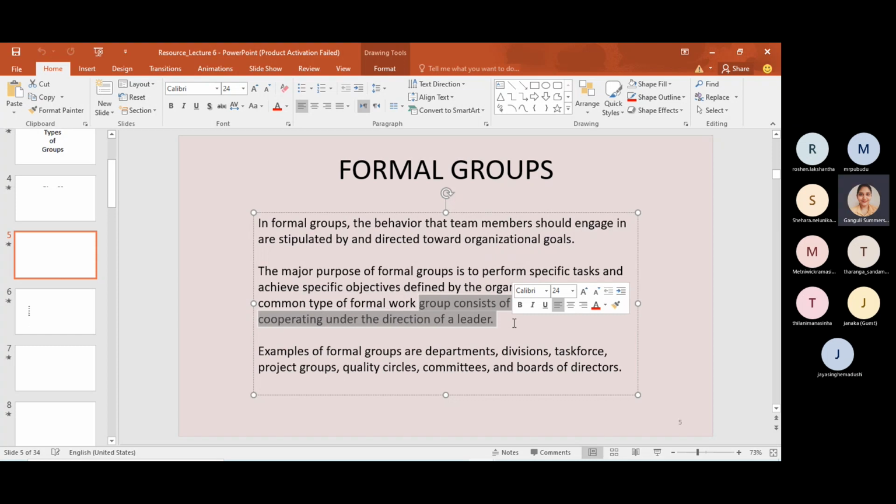So a group of people working under the direction of a supervisor or a manager or a leader can be considered an example of a formal group because they do specific tasks and they have specific organizational objectives. Here you can see some more examples of formal groups: departments, divisions, task forces, project groups, quality circles, committees, boards of directors.